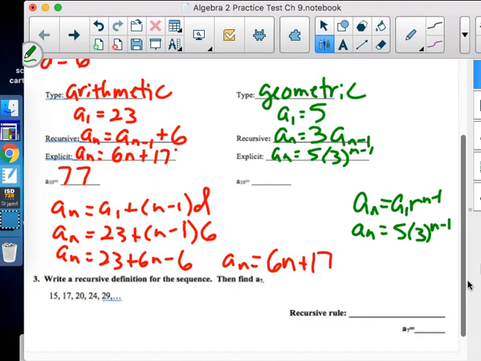10th term. What do you want to do? Yeah, and that's where we'd want a calculator, right? So a sub 10 is going to equal 5 times 3 to the 10 minus 1, which is the 9th power. So 3 to the 9th, and then times 5. 98,415.